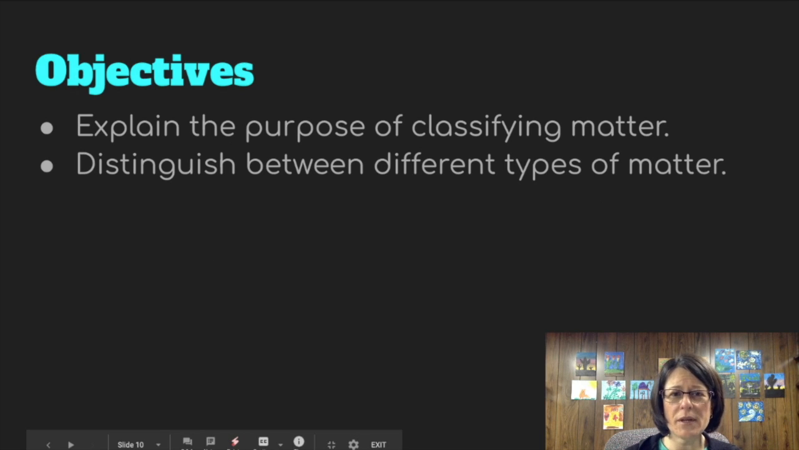So the objectives we covered today are, we talked about the purpose of classifying matter to help us better study creation and talk about it. And we also distinguished between different types of matter. We talked about the fact that there are pure substances and they can be broken up into elements, which are made up of atoms, and compounds, which are made up of molecules. And each molecule is made up of atoms that are chemically combined together.